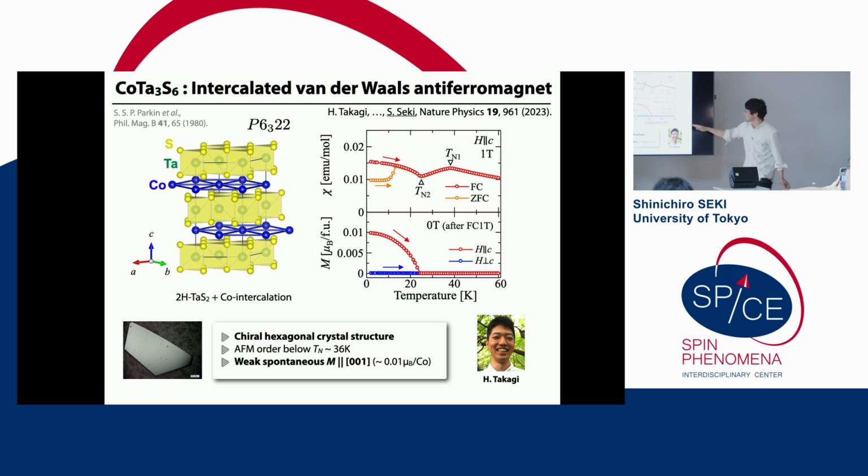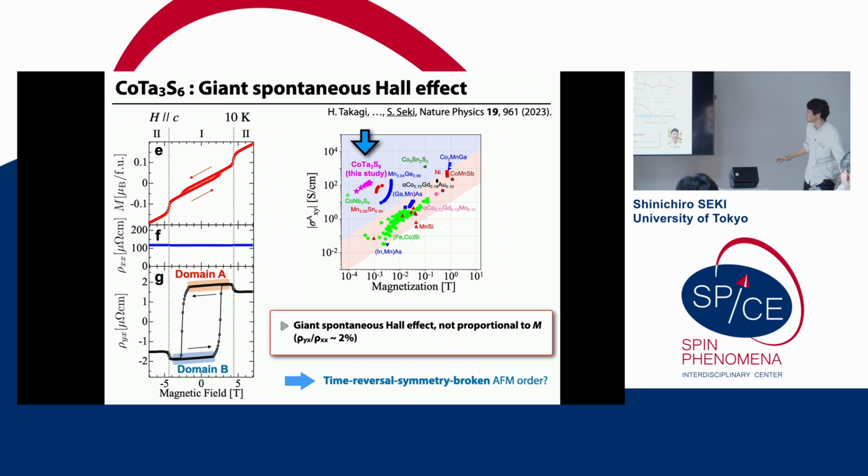This is the temperature dependence of the magnetic susceptibility and spontaneous magnetization. This compound shows antiferromagnetic order below 36 Kelvin, and below 24 Kelvin we can identify the emergence of a very tiny spontaneous magnetization along the 001 direction. It strongly suggests the realization of some time-reversal-symmetry-broken antiferromagnetic order.